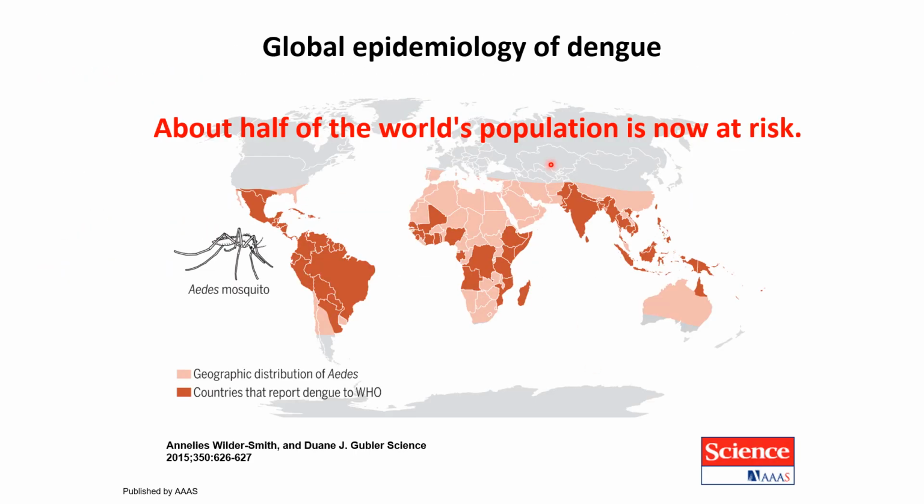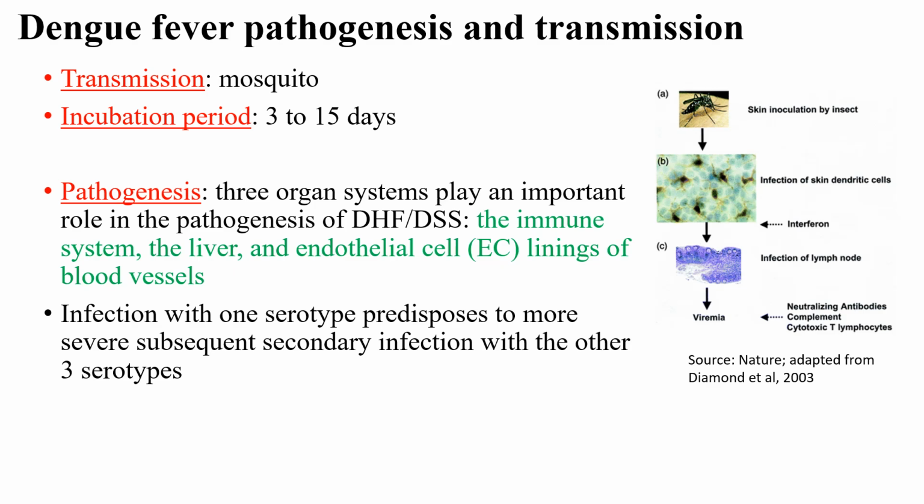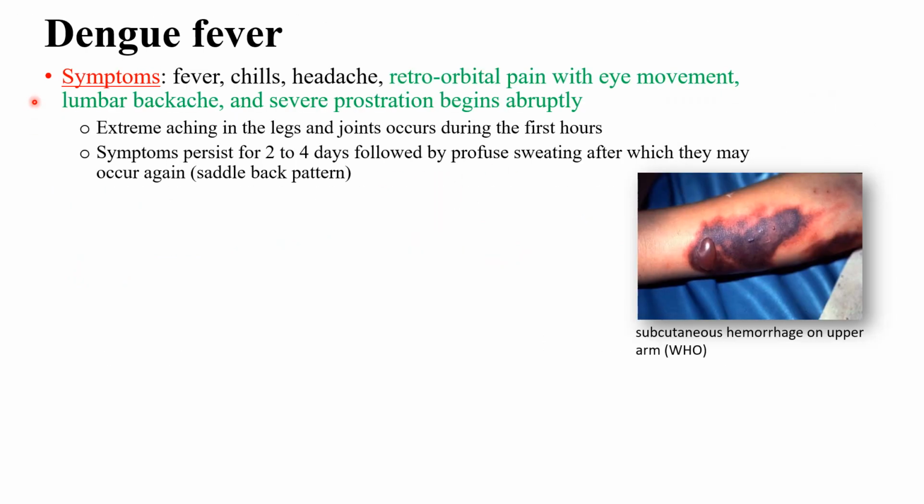So this is here a geographic spread of the Aedes mosquito. Now dengue has been on the rise. The incubation period of dengue can be up. The disease or the illness starts with an influenza-like illness. So fever, chills, headache, severe pain in the legs and the joints. That is within the first few hours.